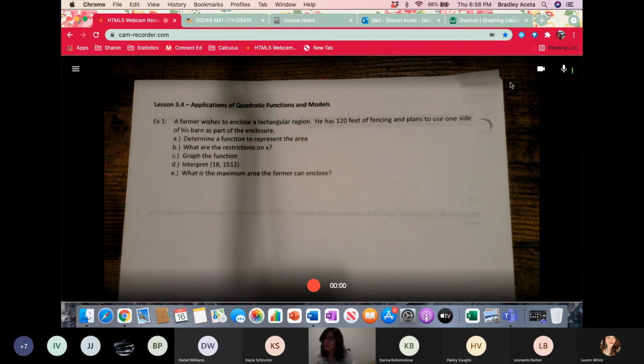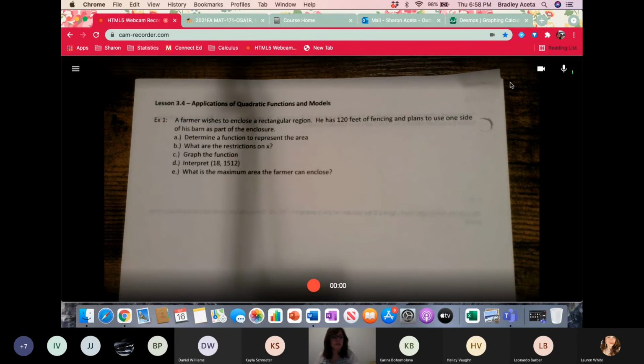A farmer wishes to enclose a rectangular region. He has 120 feet of fencing and plans to use one side of his barn as part of the enclosure. Determine a function to represent the area. What are the restrictions on x? Graph the function. Interpret 18, 15, 12. And what is the maximum area the farmer can enclose? Okay, so these are all the different parts that they would ask you for this question.